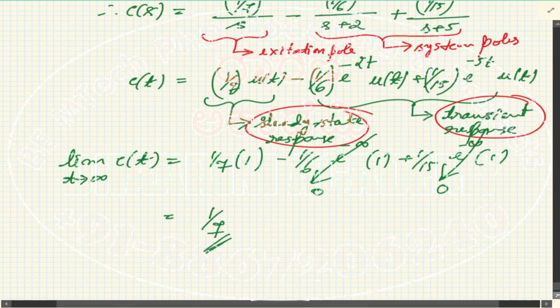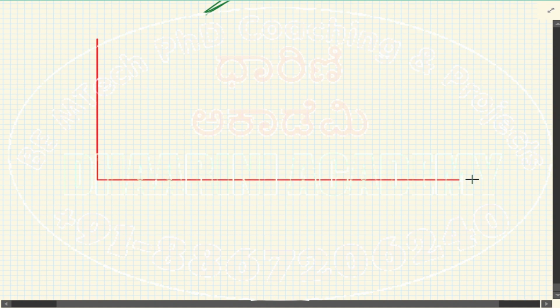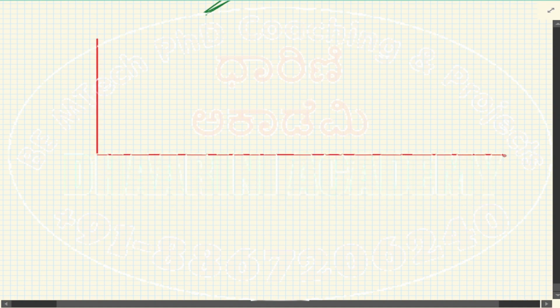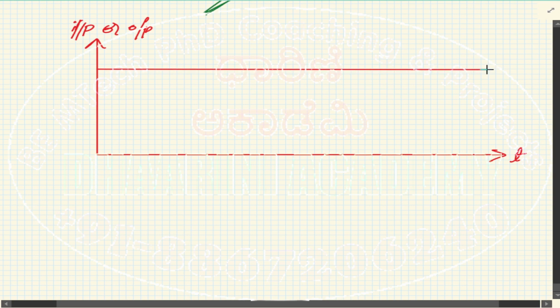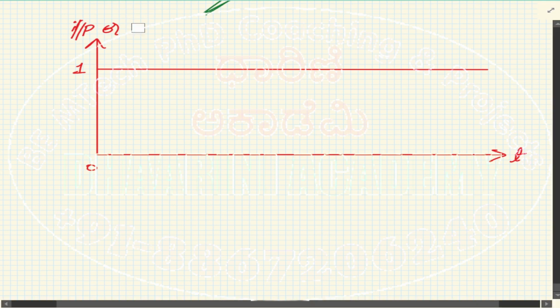Okay, so just to look at this using a graphical representation, let's assume this is the time axis, and this is the input as well as the output. I'll try to plot for the same. Let me assume the input, as discussed, is 1 by s, so this is the input. This is 1, given at t equal to 0. For the output, let me change the color, so this is the output.